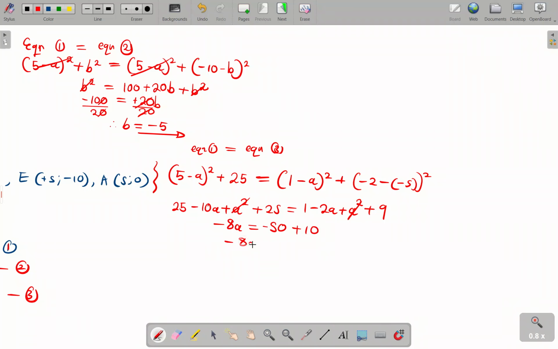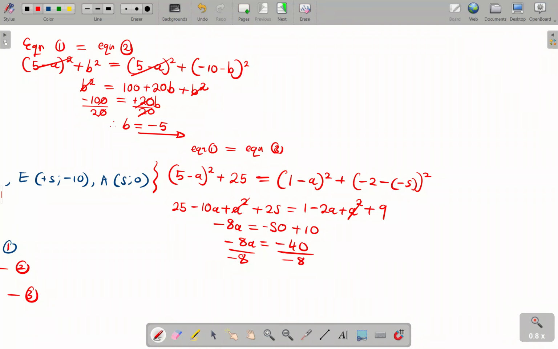So negative 8a is equal to what? So 50 into that will give you negative 40. So you have negative 40 and then divide by 8.